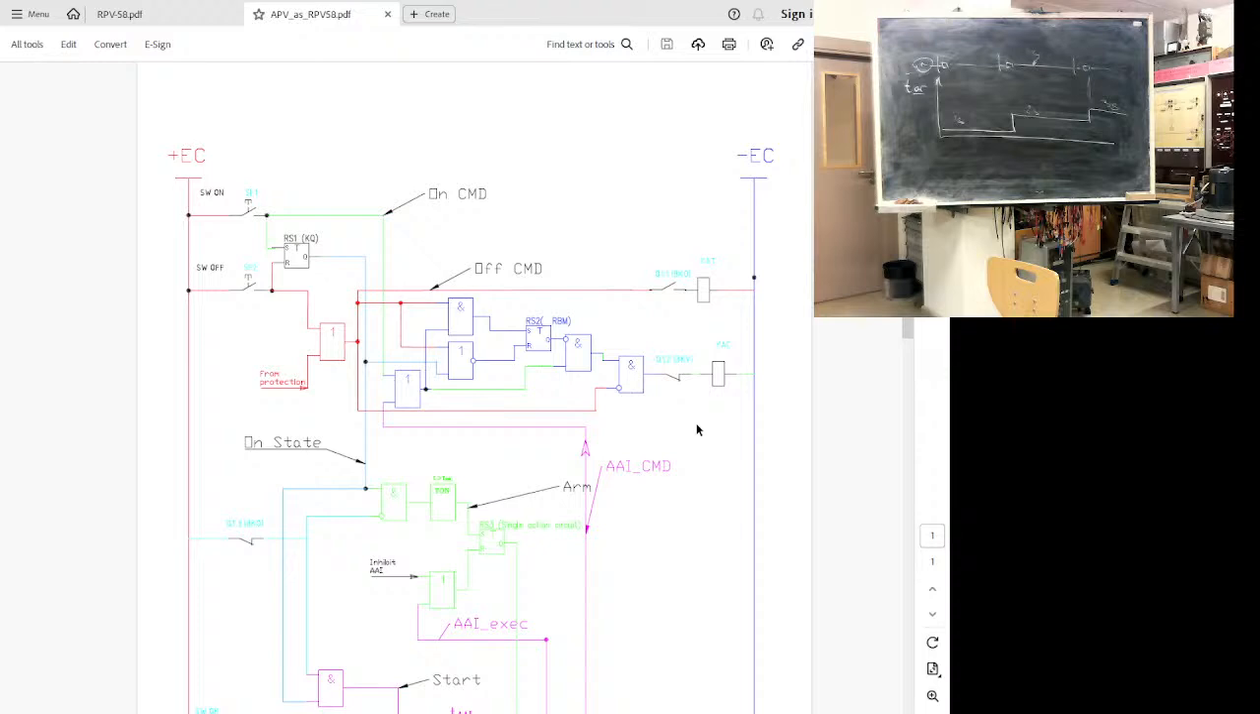Solution was found as memory relay. Where is it? Where is my memory relay? One second. There is one.